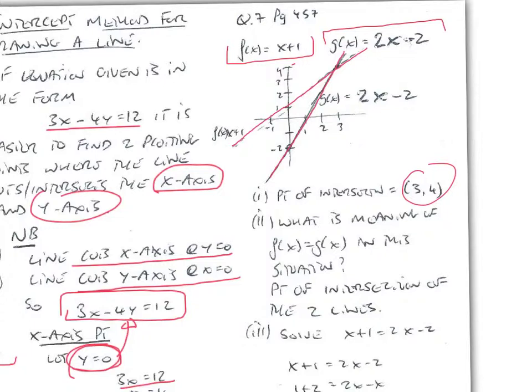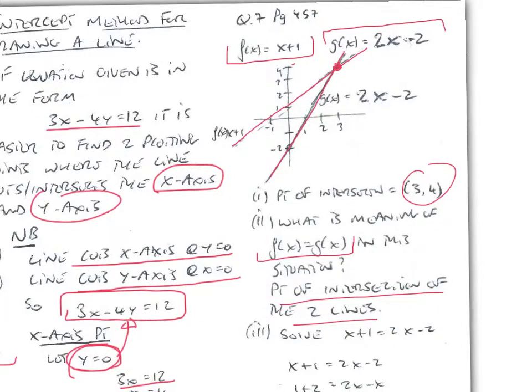Okay? But the book asks, what is the meaning of f of x equals g of x in this situation? Well, really, it's the point of intersection of the two lines. Okay? f of x is equal to g of x at the point of intersection.